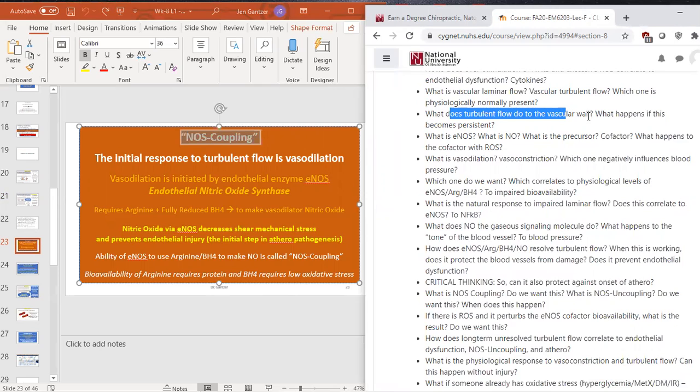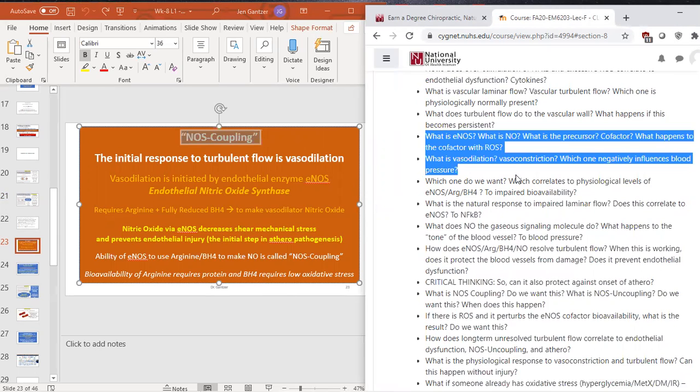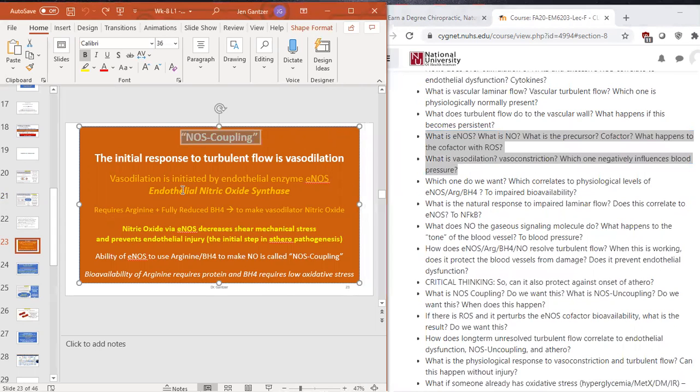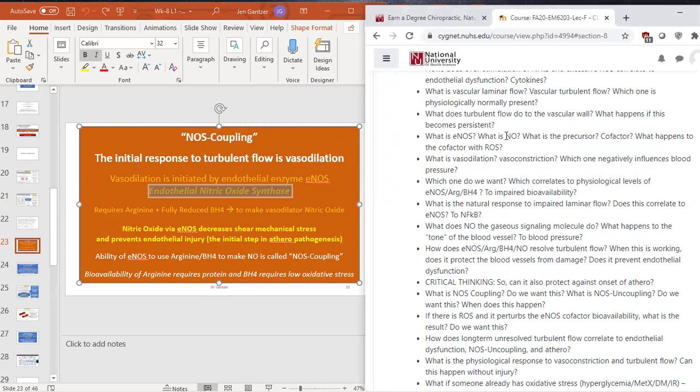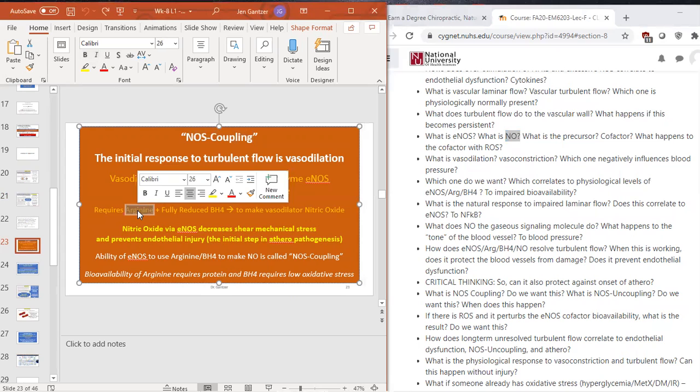So turbulent flow directly can be an initiating event in atherosclerosis if you have the inability to vasodilate. So what is eNOS and what is NO? eNOS is endothelial nitric oxide synthase, and NO, of course, is our gaseous vasodilator molecule, nitric oxide. And in order for eNOS, the enzyme endothelial nitric oxide synthase, to make the gaseous molecule nitric oxide, we have to have the amino acid arginine and fully reduced BH4.